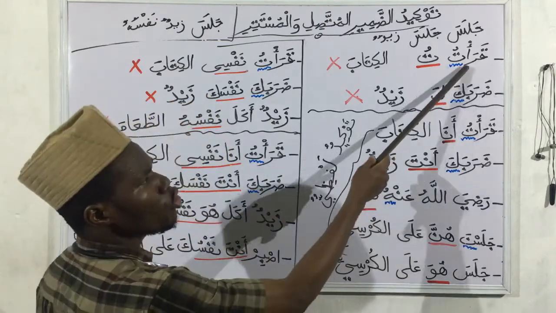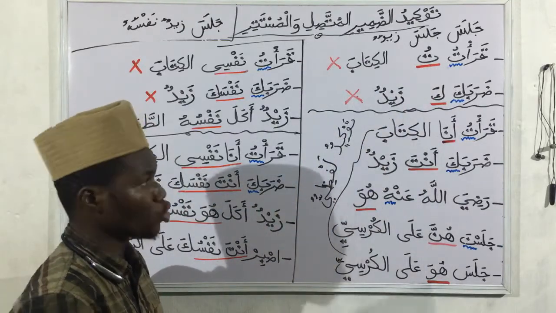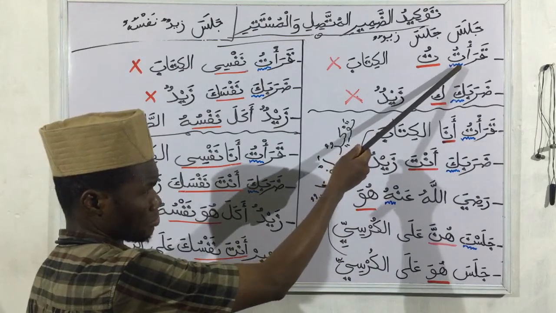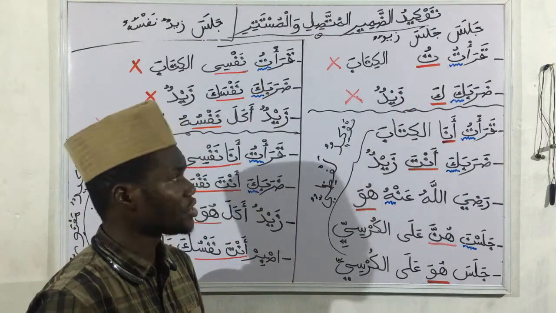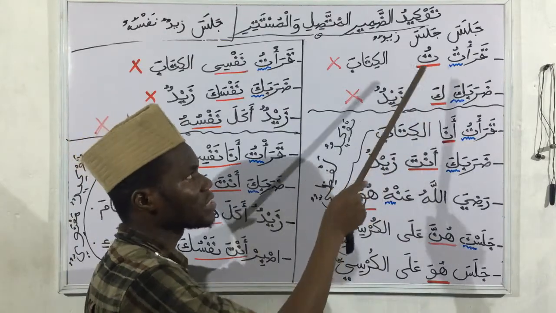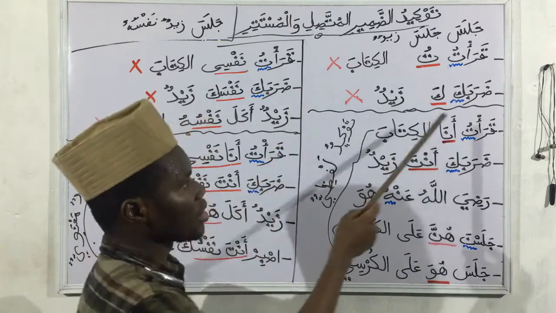Now, am I to say "kataba" and then bring out the pronoun? No, it is wrong, because you are bringing this out, whereas this is an attached pronoun. You cannot bring it out and make it stand alone. It cannot stand alone. It has to be attached. So this is incorrect.